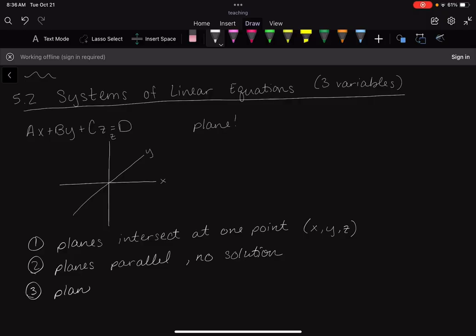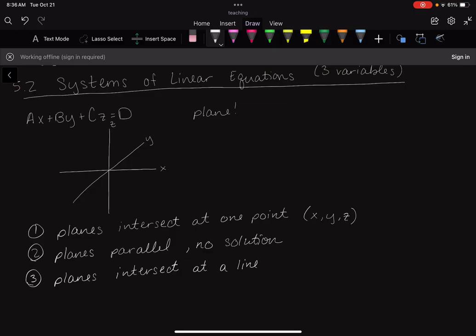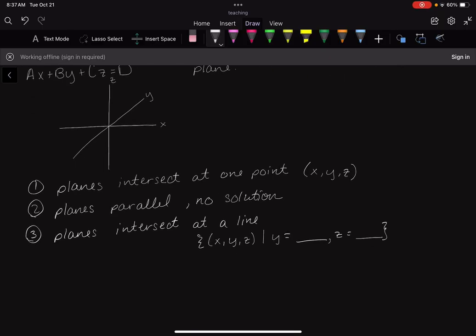The planes can intersect at a line. And so for that, I'm going to write it in set notation, how we would write our answer. We would say any XYZ point that satisfies these equations is one way to write the answer.